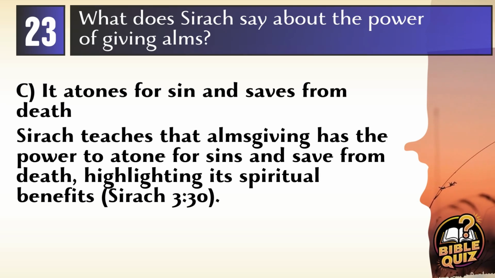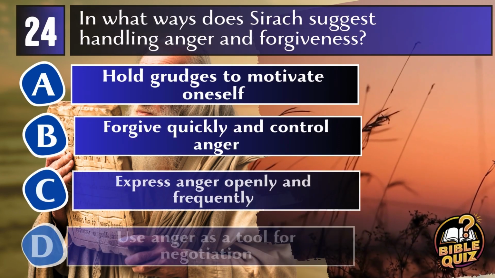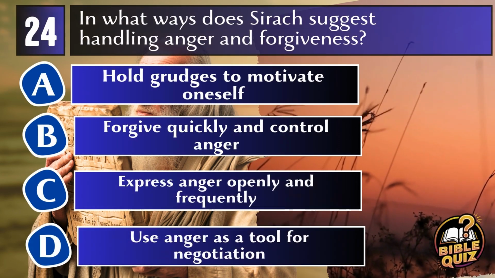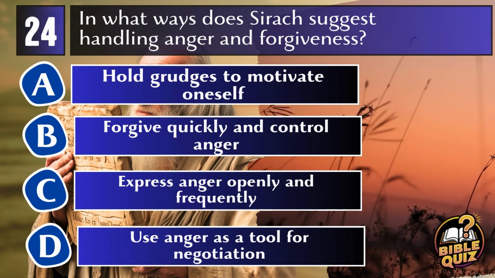Sirach emphasizes the power of almsgiving, stating that it can atone for sins and save from death, highlighting its spiritual significance and benefits. Sirach 3:30. Question 24. In what ways does Sirach suggest handling anger and forgiveness?